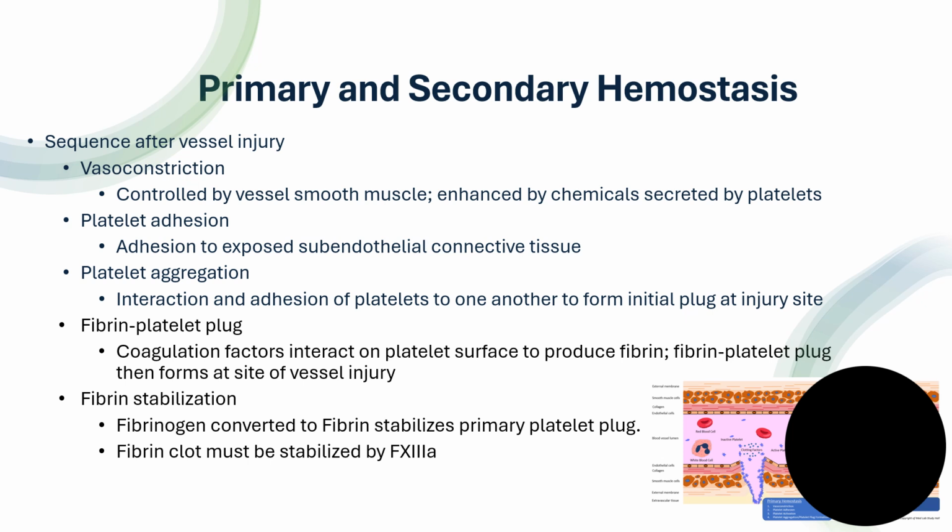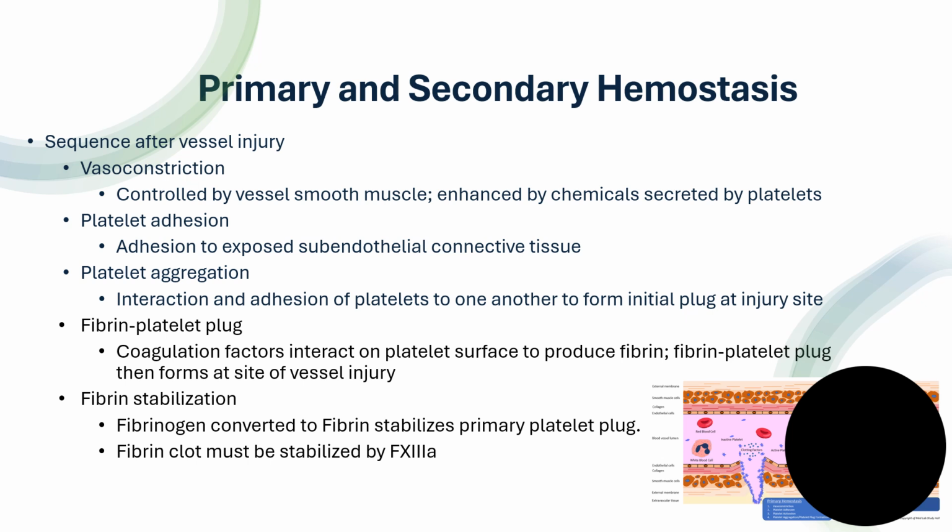The activated platelets release ADP, serotonin, and thromboxane A2, which recruit and activate more platelets. Platelets then link to one another through these glycoprotein 2B3A receptors, binding to fibrinogen that forms that temporary platelet plug. Now, secondary hemostasis stabilizes that plug by forming an insoluble fibrin clot through the coag cascade.